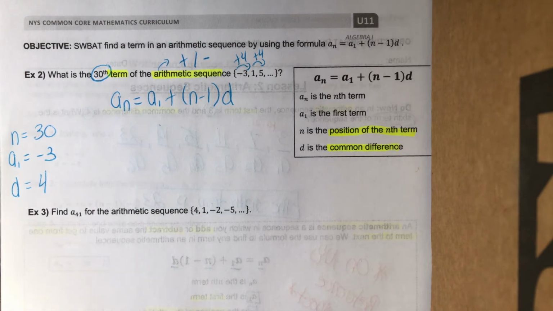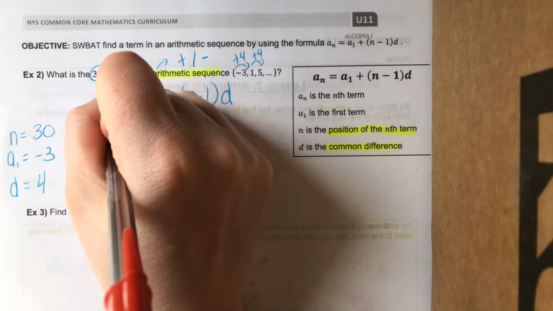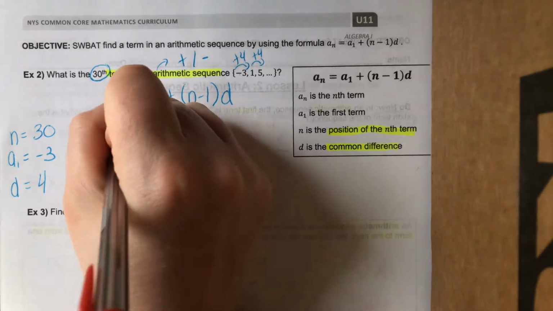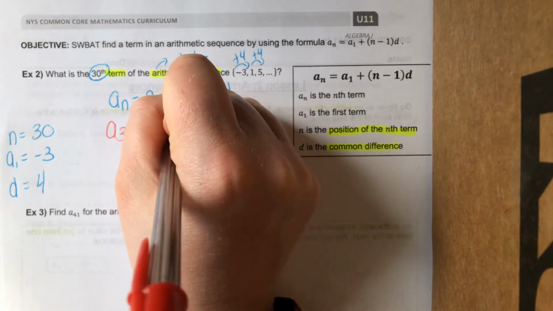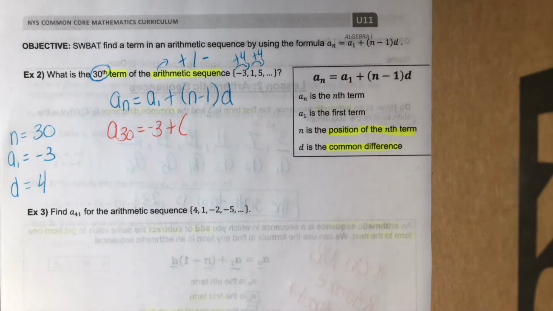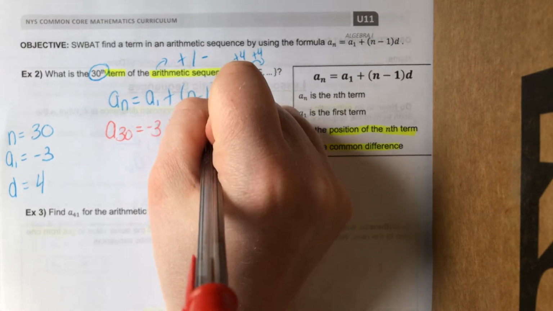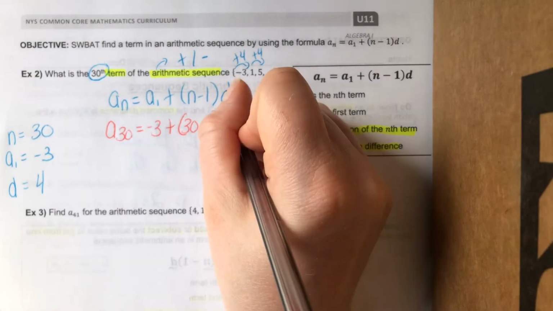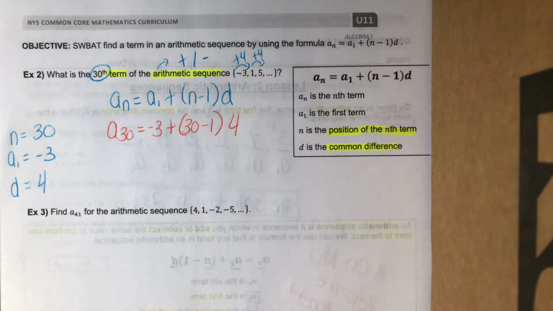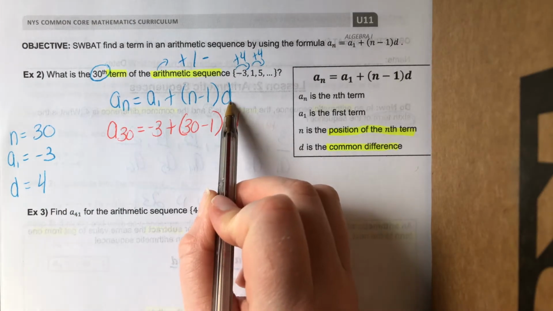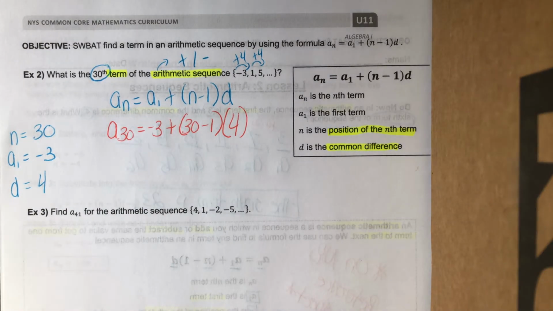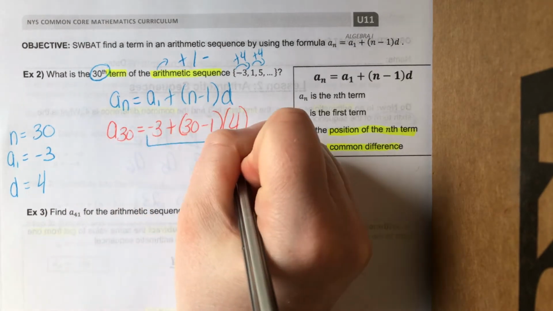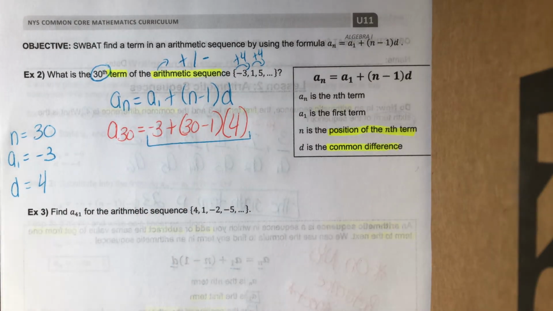So I'm just going to grab a different color for a quick minute. So I know we have a sub n, which is a sub 30, equals the first term, which is -3, plus n, which is 30, minus 1, times d, which is 4. But don't forget, when you replace a variable with a number, you have to put parentheses around it, or the calculator might give you the wrong answer. Okay, so now I'm just going to type this whole thing into Calculator X and see what it says.